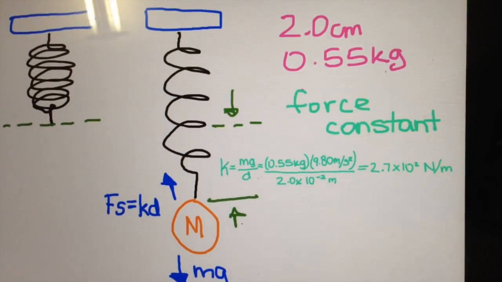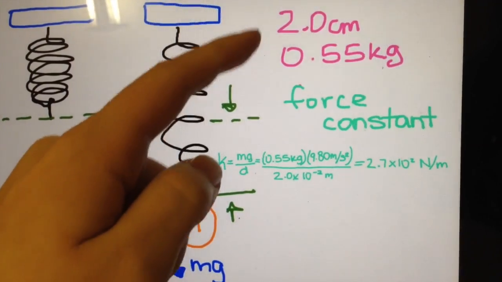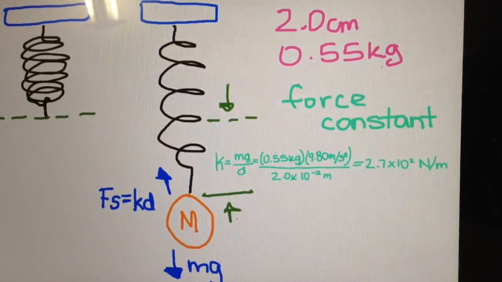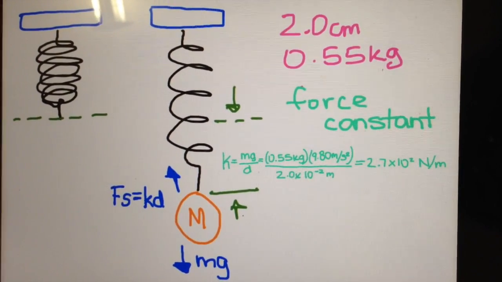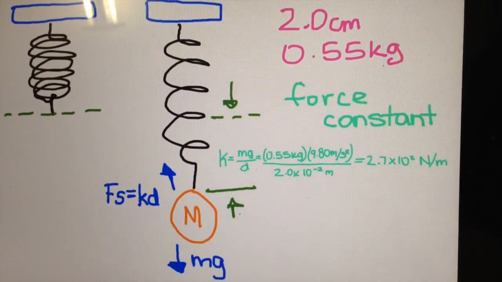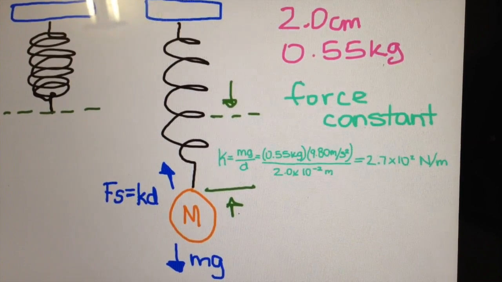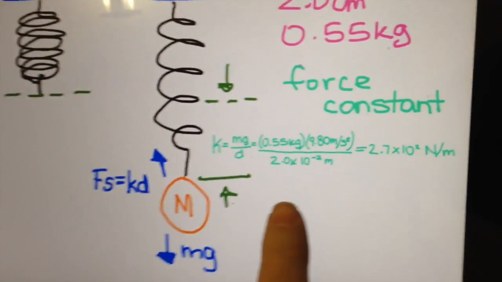In this problem, we are measuring the spring constant. We are given m, the mass, and we are given d, the distance. What we have to do is use the formula that Hooke's law gives us, which is F equals kd equals mg, which also converts to k equals mg over d. We use that formula and plug in our numbers, which you see here.